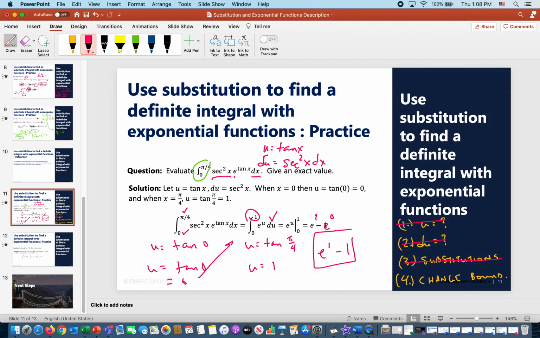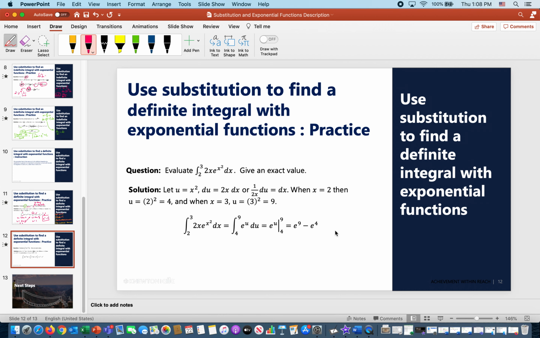Okay, and so here's one more problem where we give you a definite integral again. You can take a look at that one.